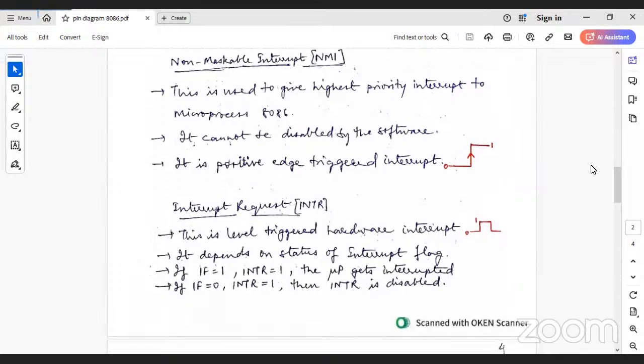Now the next one is interrupt request. This is also one more hardware interrupt only.